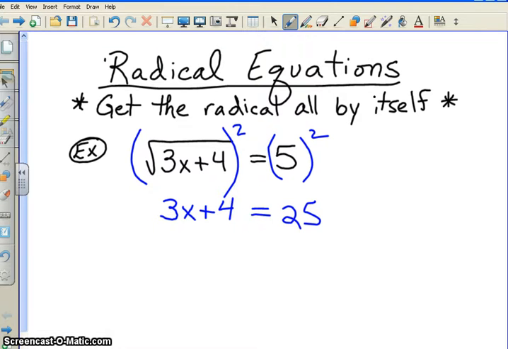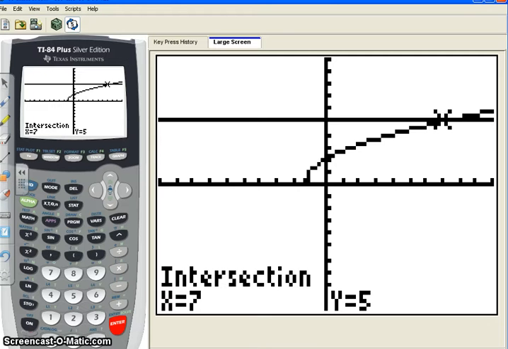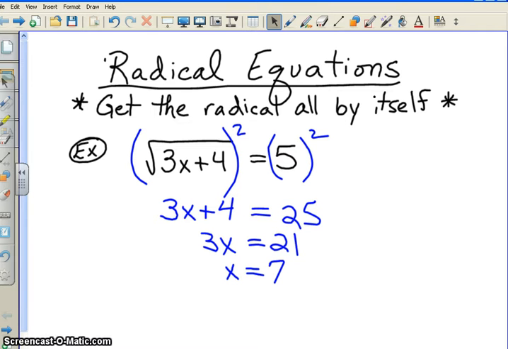Subtract 4 from both sides. 25 take away 4 is 21. And then dividing both sides by 3, x equals 7. And I've also done a little check of this on my graphing calculator. There's the curve, radical 3x plus 4. The flat line, y equals 5, and you can see they intersect at x equals 7. Or I could also check by plugging that 7 into my original equation. 3 times 7 would make 21, plus 4 is 25, and the square root of 25 is indeed 5, so it does check.